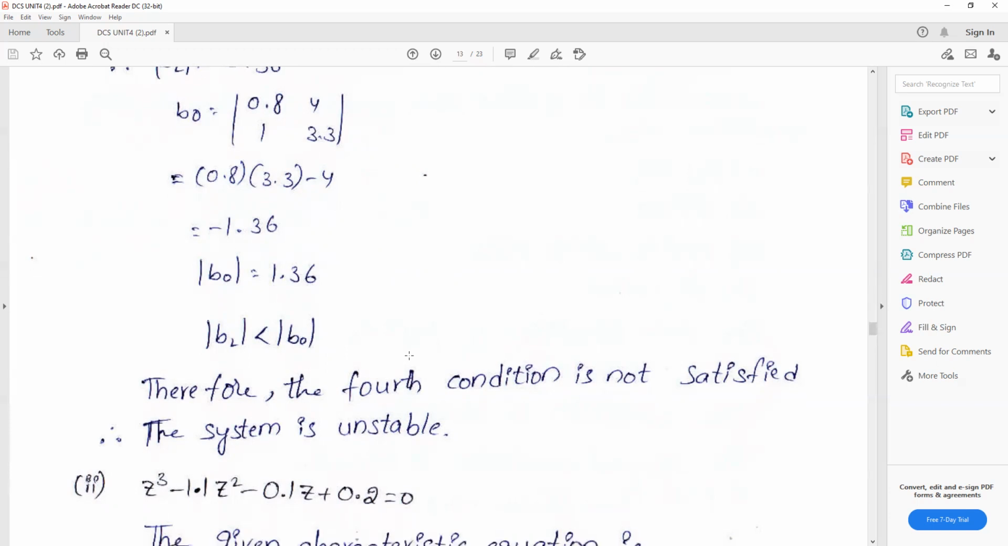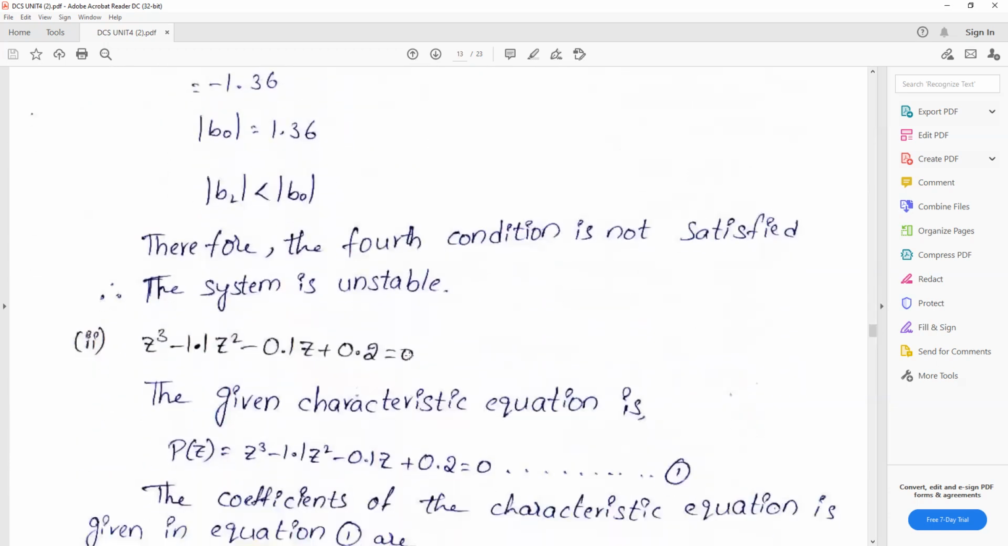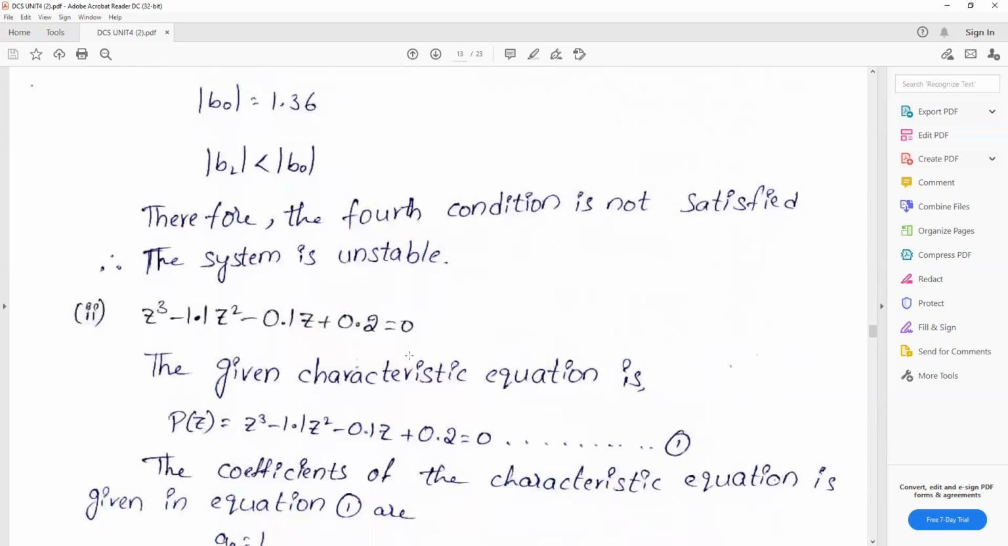Next, go to the second characteristic equation: Z cube minus 1.1 Z square minus 0.1 Z plus 0.2 equal to 0. So the given characteristic equation is P of Z equal to Z cube minus 1.1 Z square minus 0.1 Z plus 0.2 equal to 0.